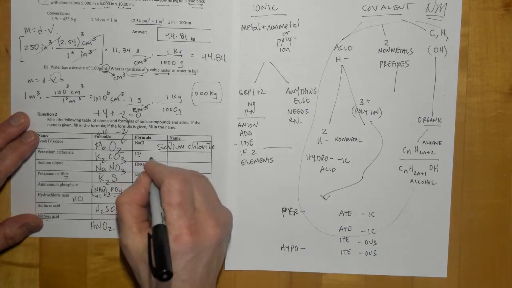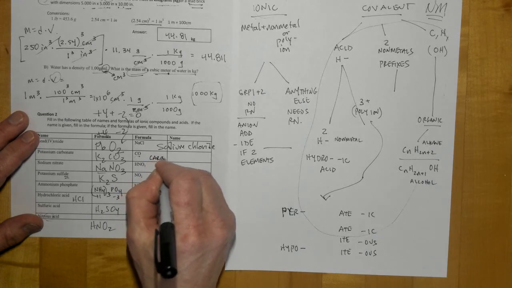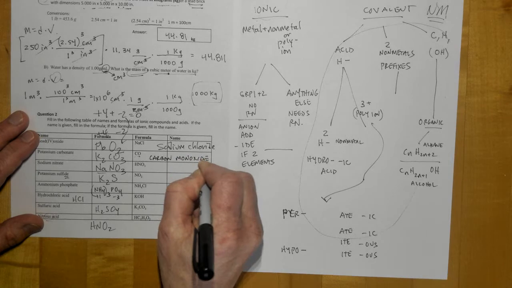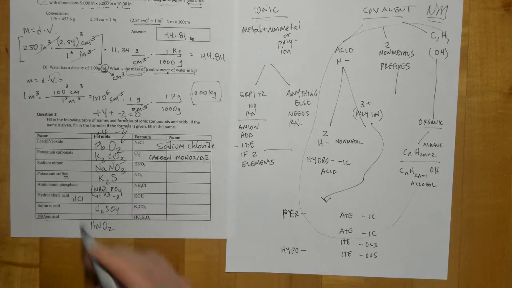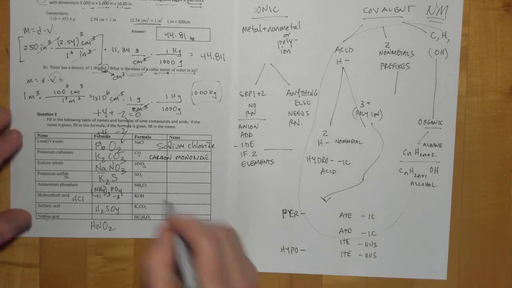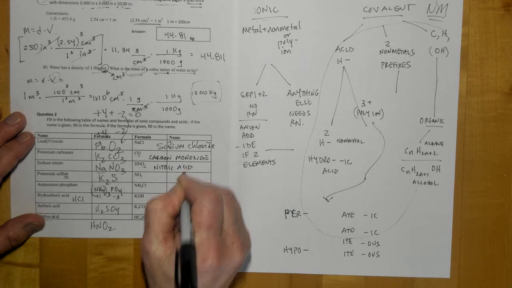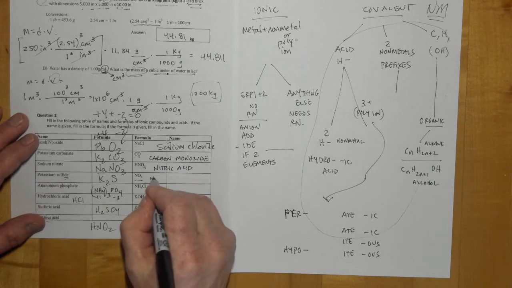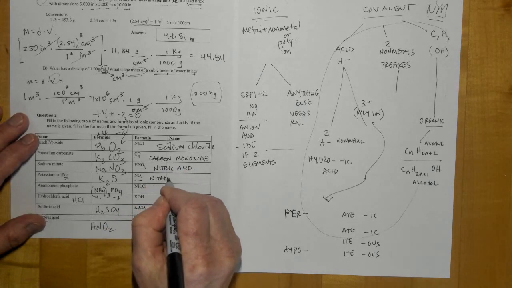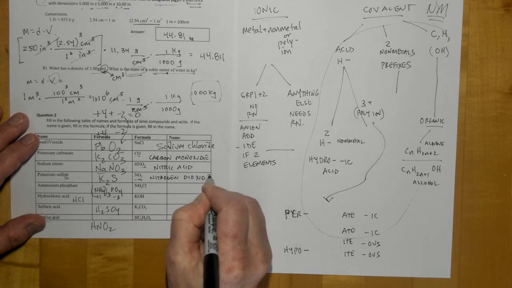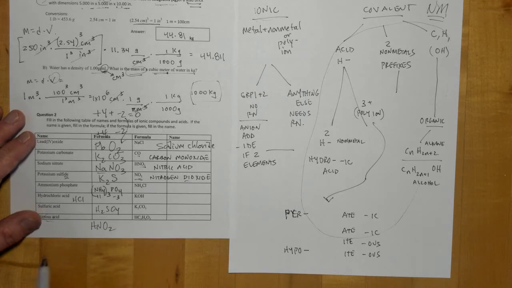2 nonmetals together, so carbon, and then monoxide. HNO3 got an H to start, so it's going to be an acid. NO3 is nitrate, and since it ends in ate, it's changed to ic, so it's called nitric acid. NO2, 2 nonmetals, so nitrogen. And then we got 2 of these, so dioxide, nitrogen dioxide. We got to have the di because there's 2 oxygens.